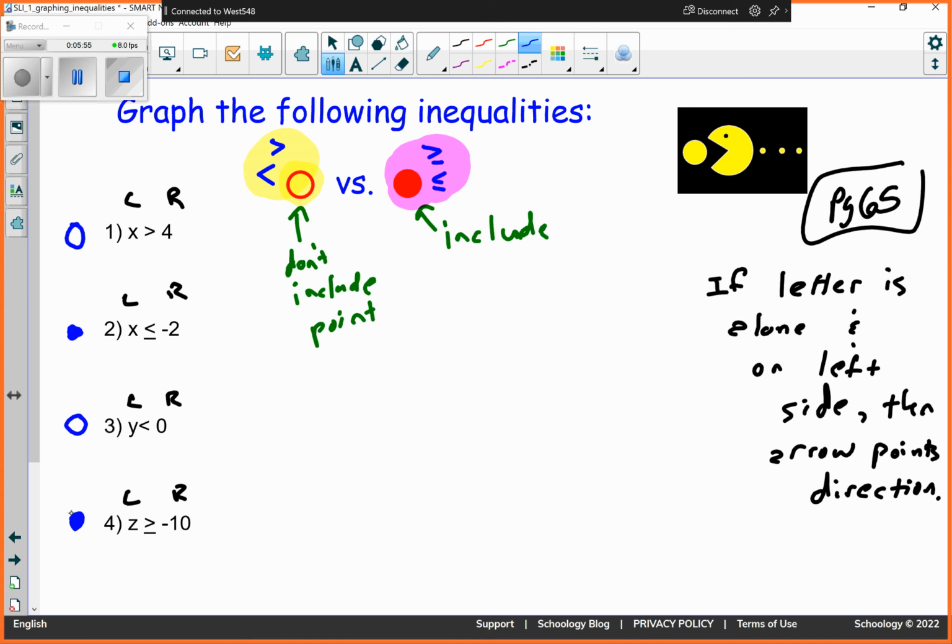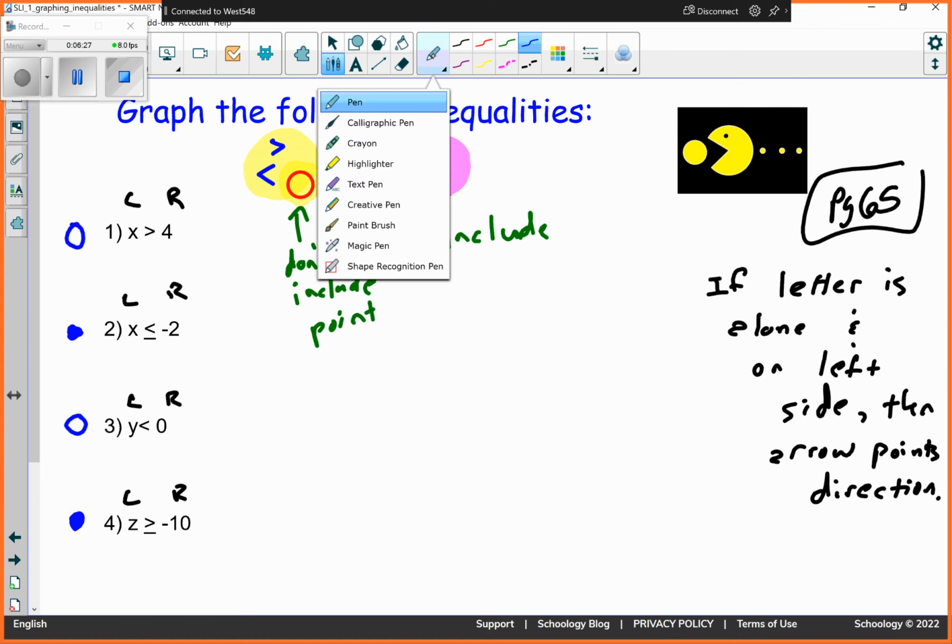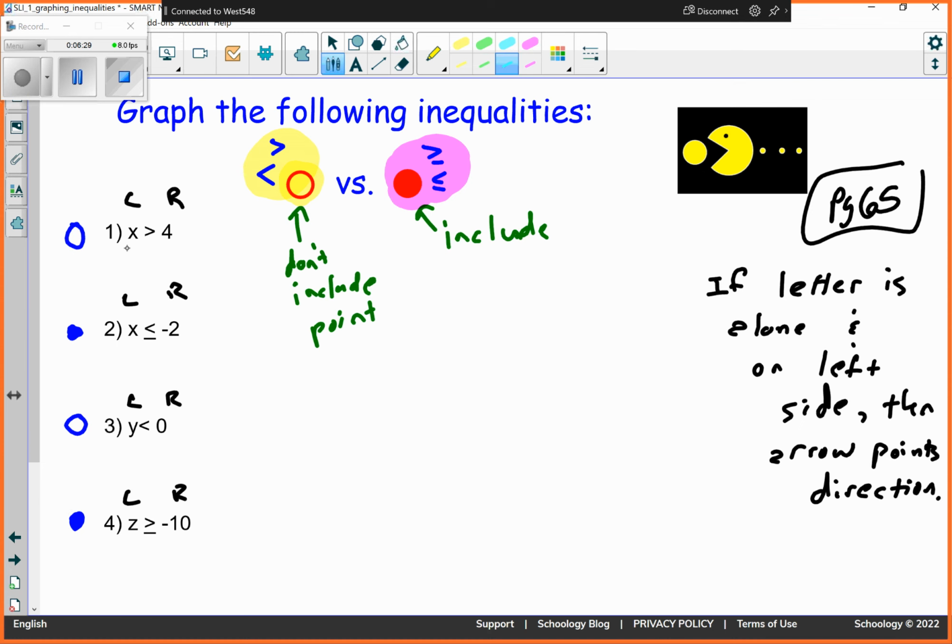Is there any part of what we just said that doesn't make sense so far? No. You feeling good? Perfect. All right. Okay, we're ready. As long as you have, let's see what I put originally underneath page 65. It says, if letter is alone and on left side, then arrow points direction.